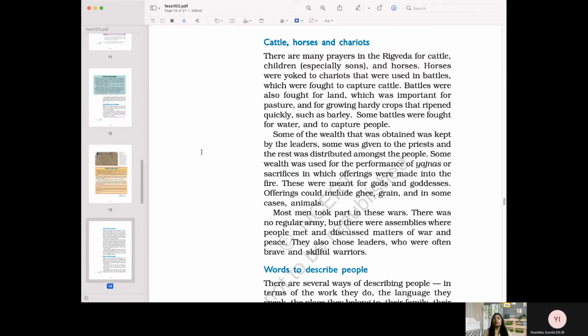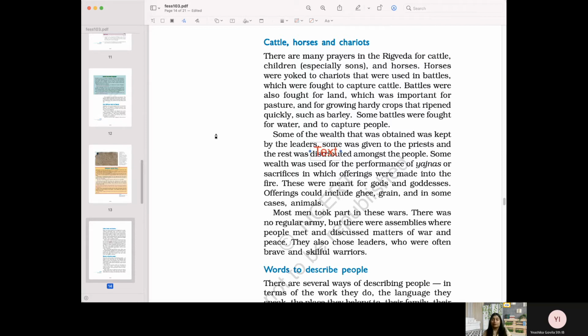Then next, all this was written and mentioned in the Rigveda. Horses were used for battles, right? Chariots were used for battles. Then different crops like barley, wheat, etc. So this was discussed in the Rigveda.